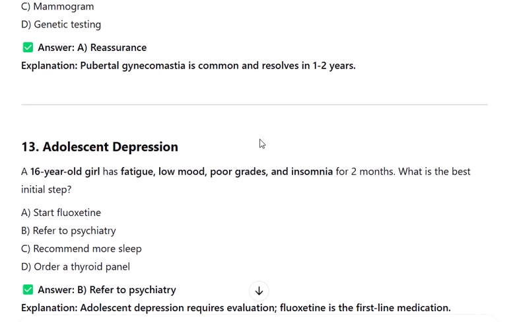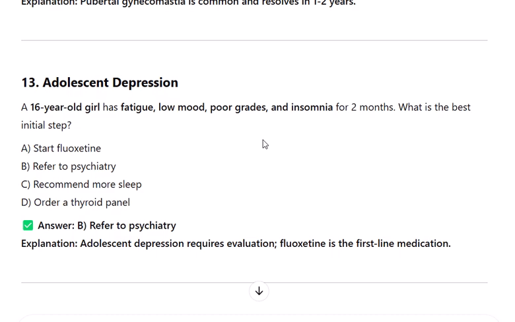13. Adolescent depression. A 16-year-old girl has fatigue, low mood, poor grades, and insomnia for 2 months. What is the best initial step? A. Start fluoxetine. B. Refer to psychiatry. C. Recommend more sleep. D. Order a thyroid panel. Explanation: adolescent depression requires evaluation. Fluoxetine is the first-line medication.